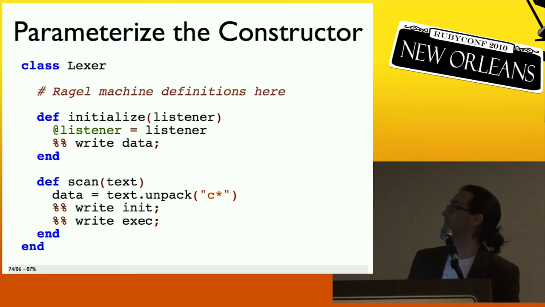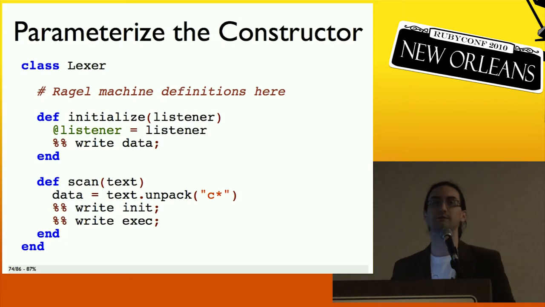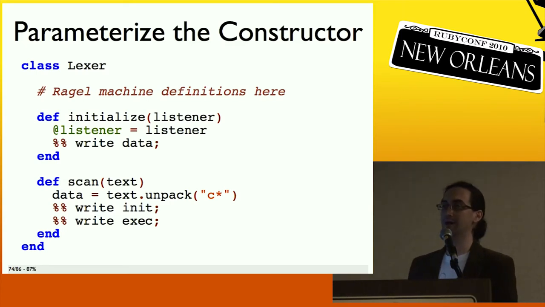So this is our lexer, right? We've got some machine definitions here. I can't put it all in there, but basically you assign the listener to an instance variable. Then when you call scan on it, you pass in some text and the actions run. In those actions, they just send messages to the listener object. In real operation, we have a lexer, and then we pass in a parser object, and the parser makes sure that the semantic meaning of those events is proper. But for right now, we're just testing the lexer.